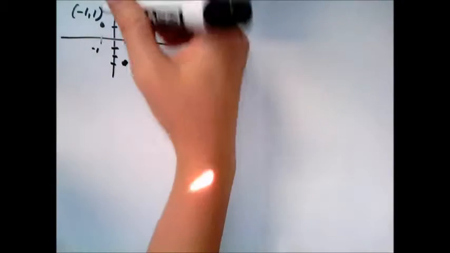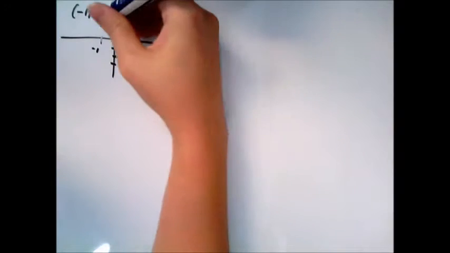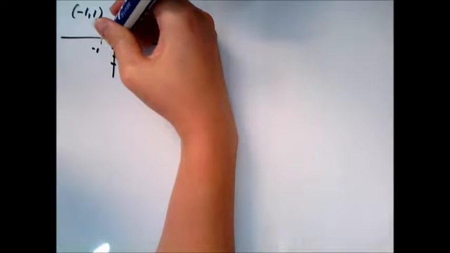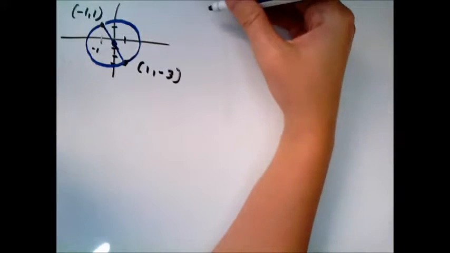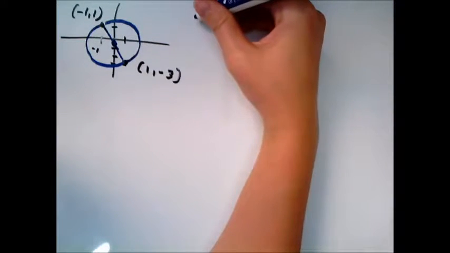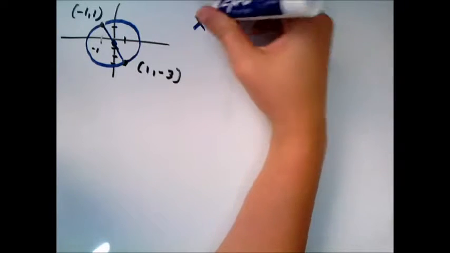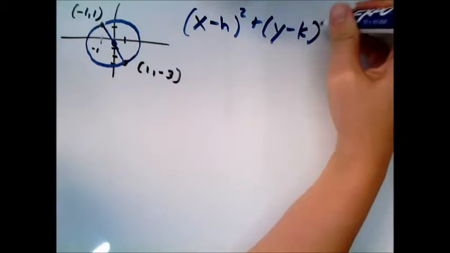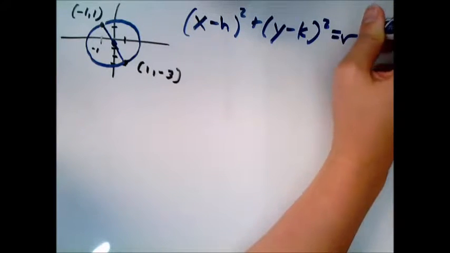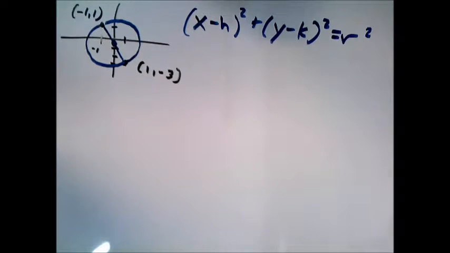Alright, so what does it mean to be the endpoints of a diameter? It means somewhere halfway in between these 2 points would be the center. And these are on the outside edge of the circle. So picture, what do I need to write the equation of a circle? I need to know (h, k), the center, and I need to know the radius.